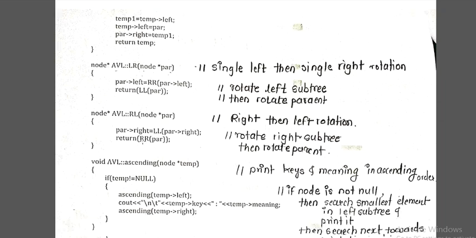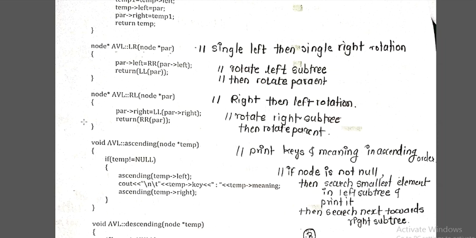Same for RL: we have to perform the operation on the right subtree, and then we have to perform the operation on the parent, that is, the right and left operations we have to perform. So this is how the operations get performed. Here again we are recursively calling the functions RR and LL, LL and RR.